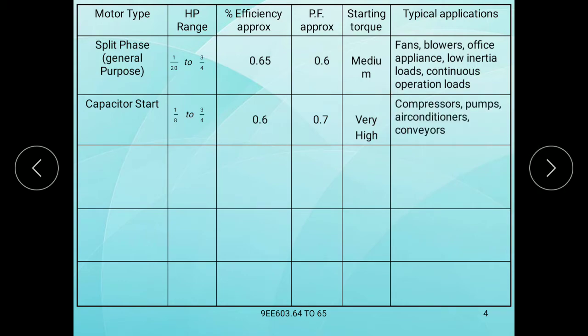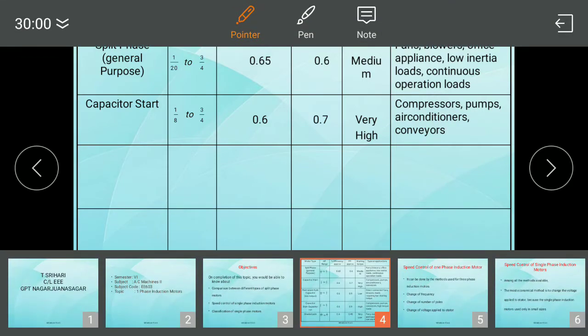Compressors, pumps, air conditioners and conveyors are typical applications.